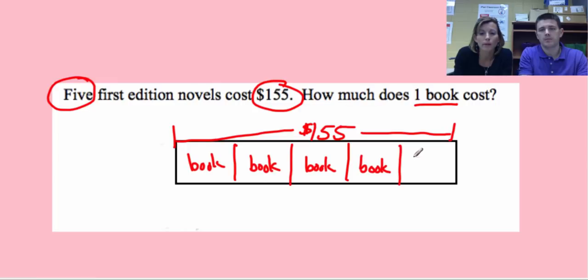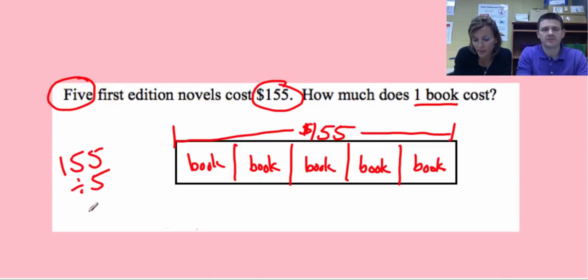Book. Make sure you're saying book. All right, 155 divided by 5 on your calculator is the next step, which is $31. So that means 1 book is equal to $31. Hopefully you're starting to get the hang of this. Hopefully you can draw it a little bit neater than I can draw it here. Okay?